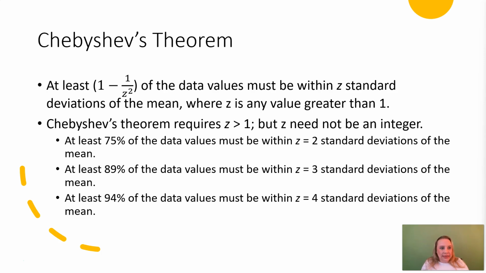Chebyshev's theorem says that about 75% of your data values must be within 2 standard deviations of your mean, 89% within 3 standard deviations, and 94% of your data will be within 4 standard deviations of your mean.